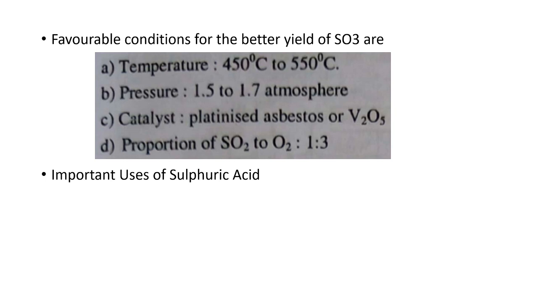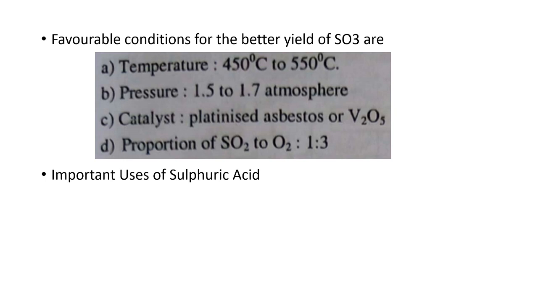So after studying these physico-chemical principles, the favorable conditions for better yield of sulfur trioxide are: temperature you have to maintain between 450 degrees Celsius to 550 degrees Celsius, pressure 1.5 to 1.7 atmosphere, catalyst platinized asbestos or vanadium pentoxide, and proportion of sulfur dioxide to oxygen, that is reactants, should be 1 is to 3. So these are the favorable conditions for efficient manufacture of sulfuric acid.